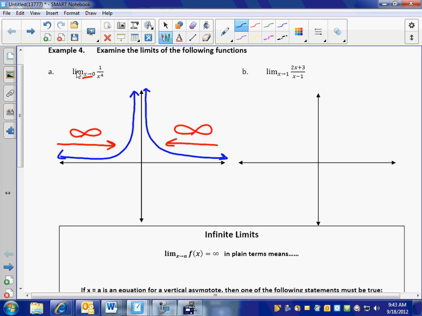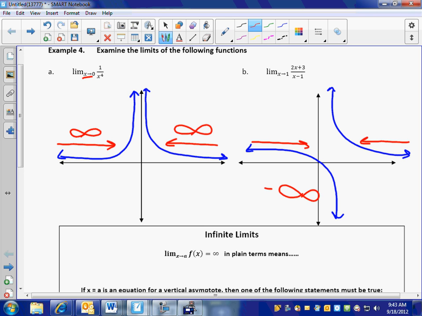In this case, we looked at 2x plus 3 over x minus 1, and you can see that we ended up with this type of graph. As we approached positive 1 from this direction, the graph approached what value? Negative infinity. And as we approached from this way, the graph approaches positive infinity. Because there are two separate distinct values for the limit, it does not exist. So in this case, we have a limit of infinity. In this case, the limit does not exist.